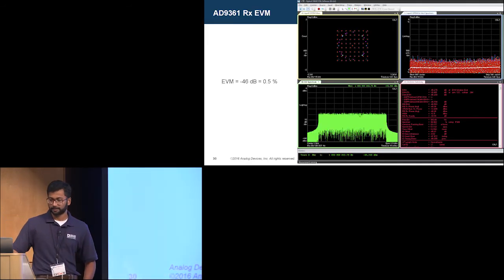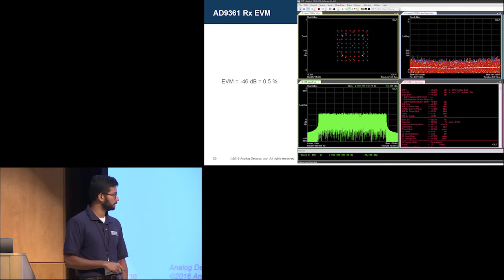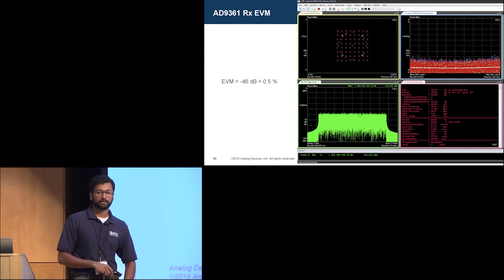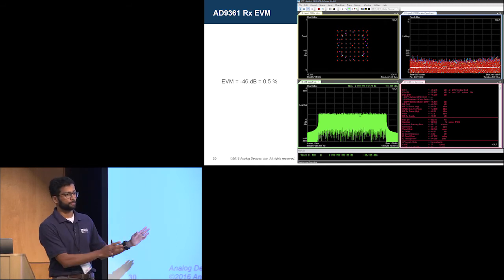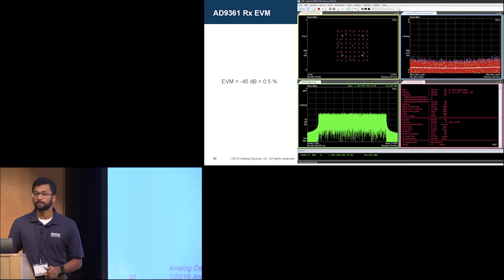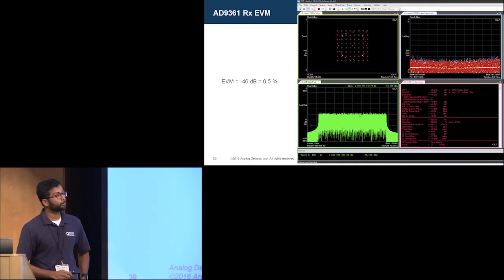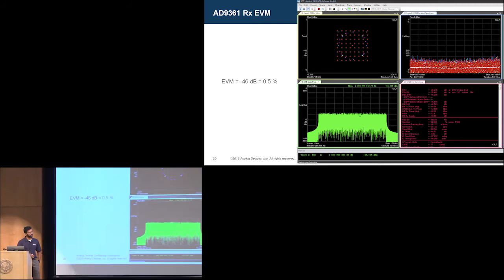Numbers. RX EVM. Now, this is a 64 QAM LTE signal, 10 megahertz wide, and this is not with anything special, like 10 capacitors sitting on my power supply or anything like that. This is just plug and play. Yeah. So 0.5% EVM, that is minus 46 dB.